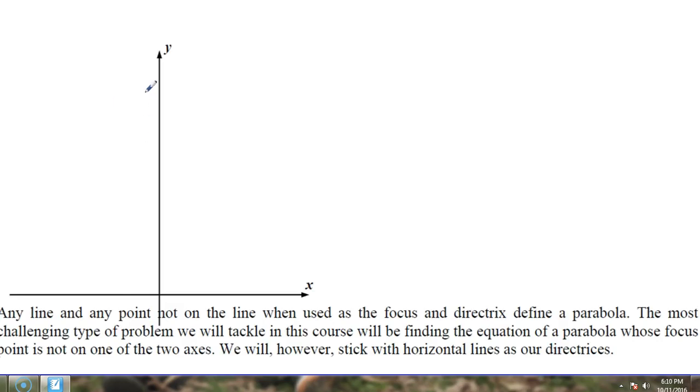I'd like you to use this grid to sketch the line y equals 3, the focus (0, 7), and then try to make a parabola that has all points equidistant from those two features. Play the recording when you're ready.